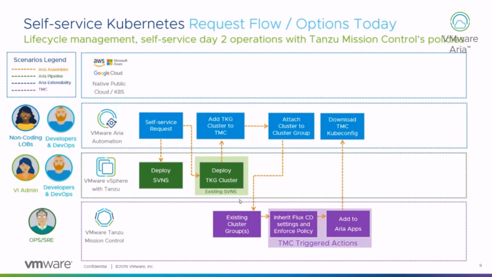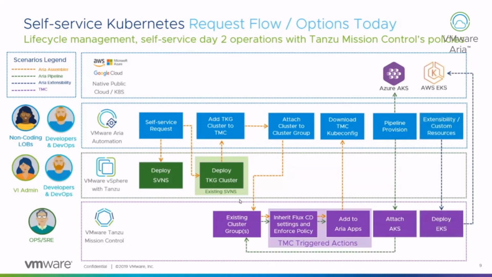We can also use another use case where we provision any type of Kubernetes using pipelines or extensibility. This is currently not out of the box, but there are the building blocks and the tools available with Aria Operations to build these types of pipelines or extensibility, or even use custom resources, which are backed by extensibility. That extensibility could be Aria Orchestrator workflows or Aria action-based extensibility.